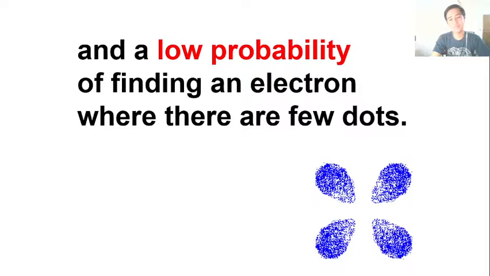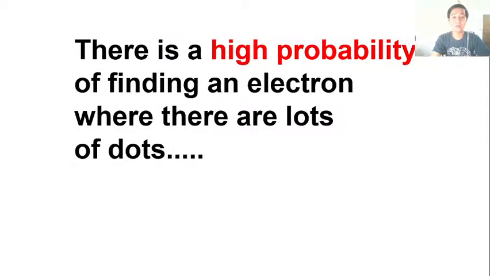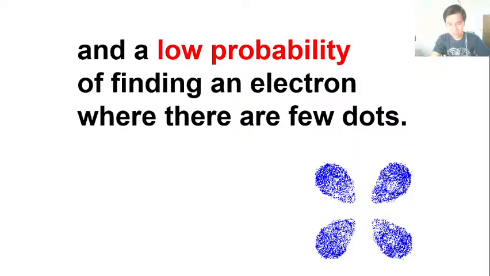If you look, for example, at this image below, you will see more dots in some regions and fewer dots in some regions. The regions where there are more dots show a higher probability that you can find an electron there. On the other hand, regions where there are few dots mean a low probability of finding an electron.